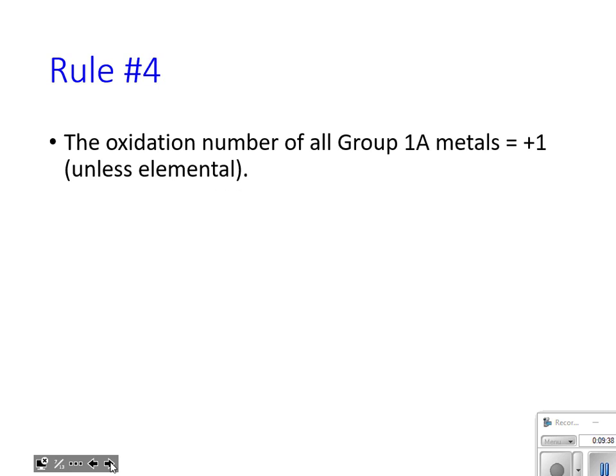Rule number 4 states that the oxidation number of all group 1A metals is equal to +1 unless they are elemental, unless it's rule number 1. So anytime I have a compound that has a group 1 metal, it's going to be +1.